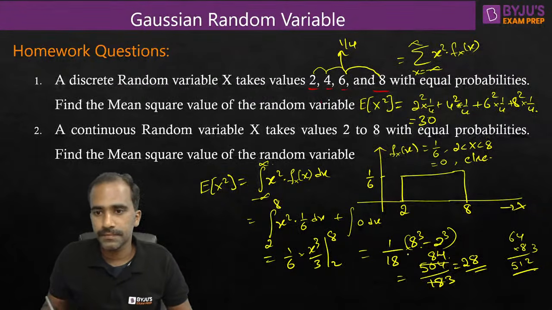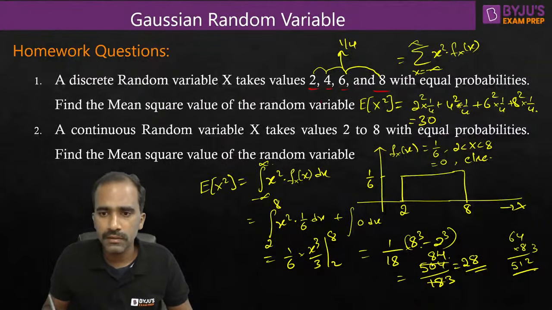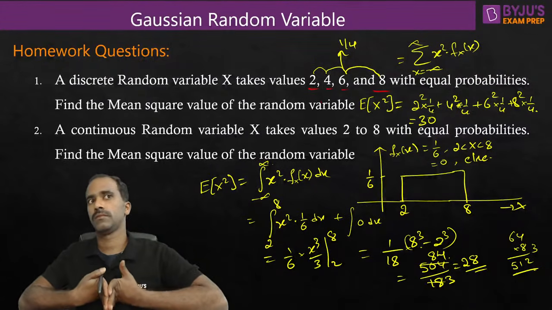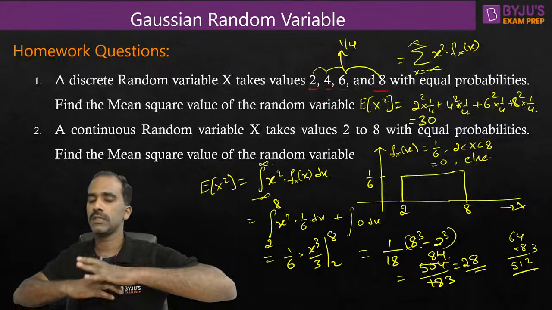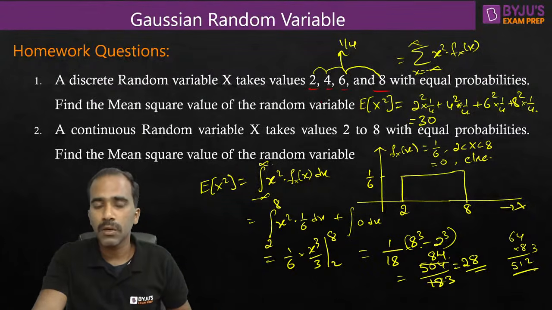Yeah, perfect. 28 should be correct. Are you getting anything different? I believe I have done it correctly. There are no calculation mistakes, I guess. 3 is 18. 8 cube minus 2 cube. Okay, 540. Perfect. That should be correct. Right. So with that, we are done with the homework questions.